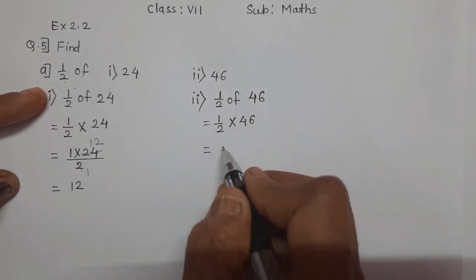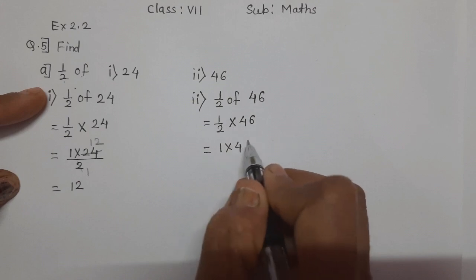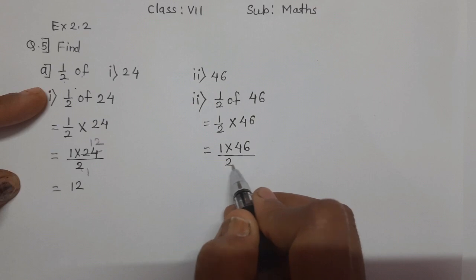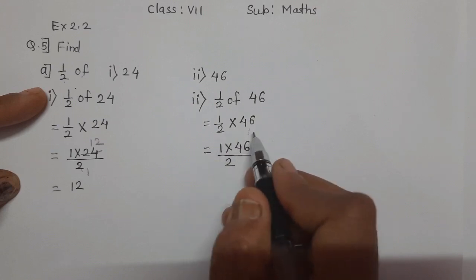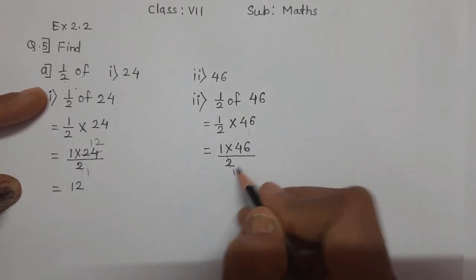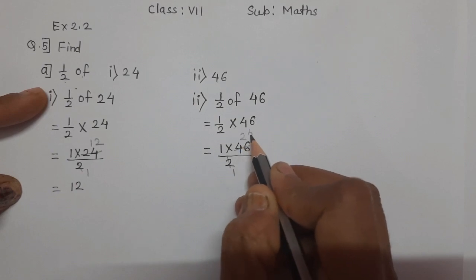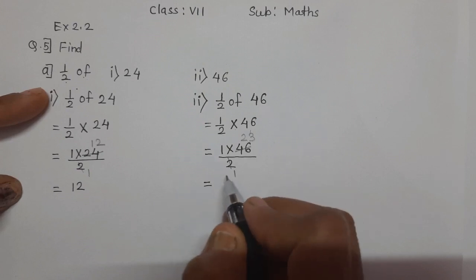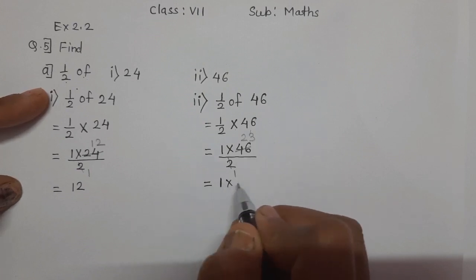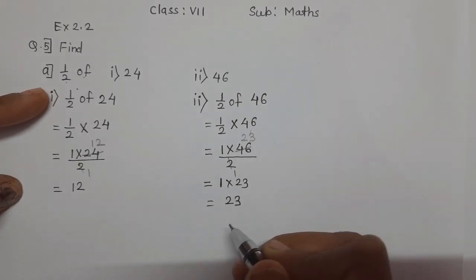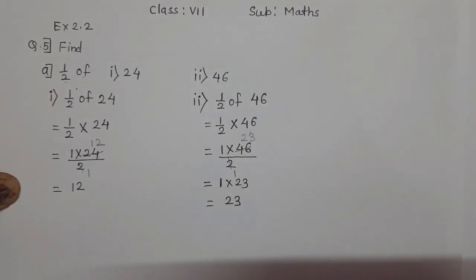So now 1 multiplied by 46, numerator and numerator will multiply, and then 2. Okay. Here there is no denominator means 1. So 2 ones are 2. Now what we can do here? We can do the lowest term here. See here. 2 ones are 2. 2 twos are 4. 2 threes are 6. It is divisible by 2, so 1 multiplied by 23 means 23 ones are 23. So here we got 23 answer.